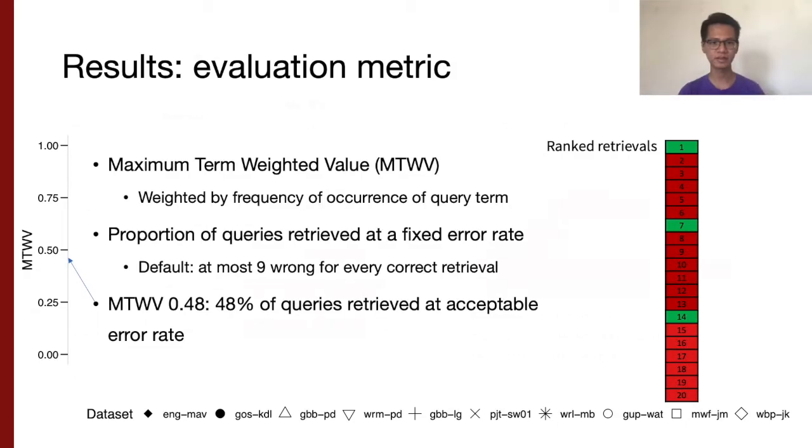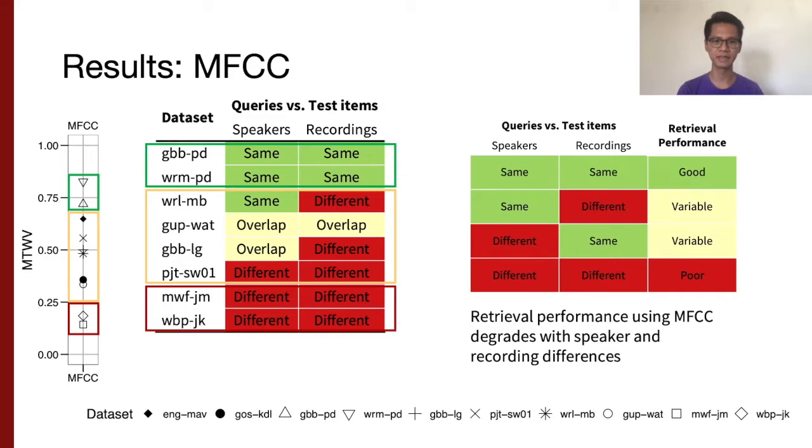So let's now have a look at the results, starting with the MFCC baseline. What you can see here is that there's a large effect of dataset characteristics on retrieval performance. For example, the highest performance was associated with the two datasets where, for the query and test items, both the speakers and recordings were the same. But when the queries and test items are spoken by different speakers and recorded in different conditions, the retrieval performance drops to well under 20%.